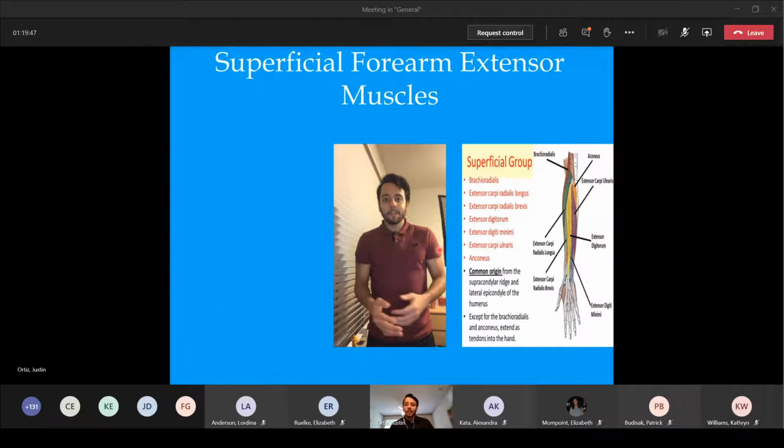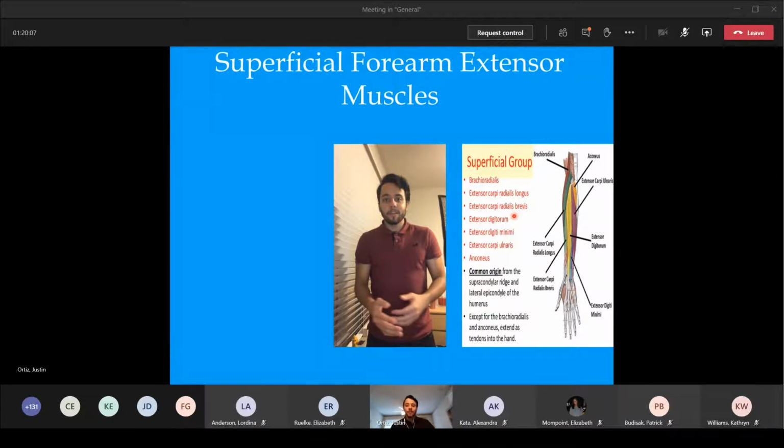But like we said, these are little helpful tips to remember. Extensor carpi radialis longus is on the lateral side, right? So then the next one is going to be extensor carpi radialis brevis. Then you have 4 fingers up, extensor digitorum, right? Now you have 1, extensor digiti minimi, and then the most medial one, extensor carpi ulnaris.